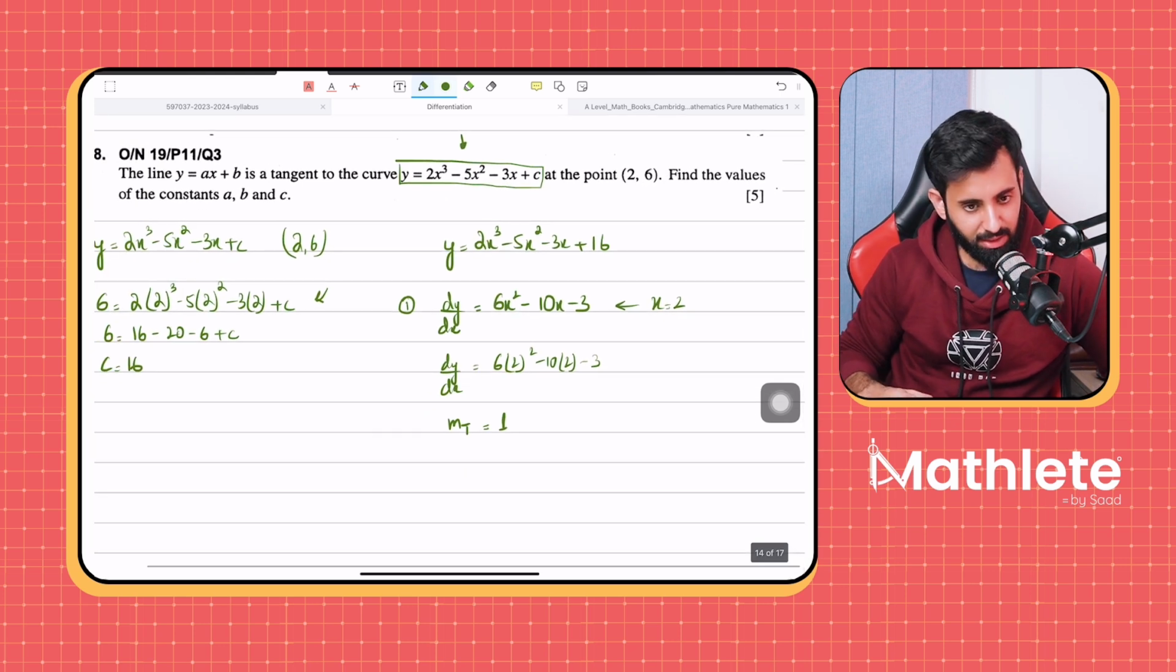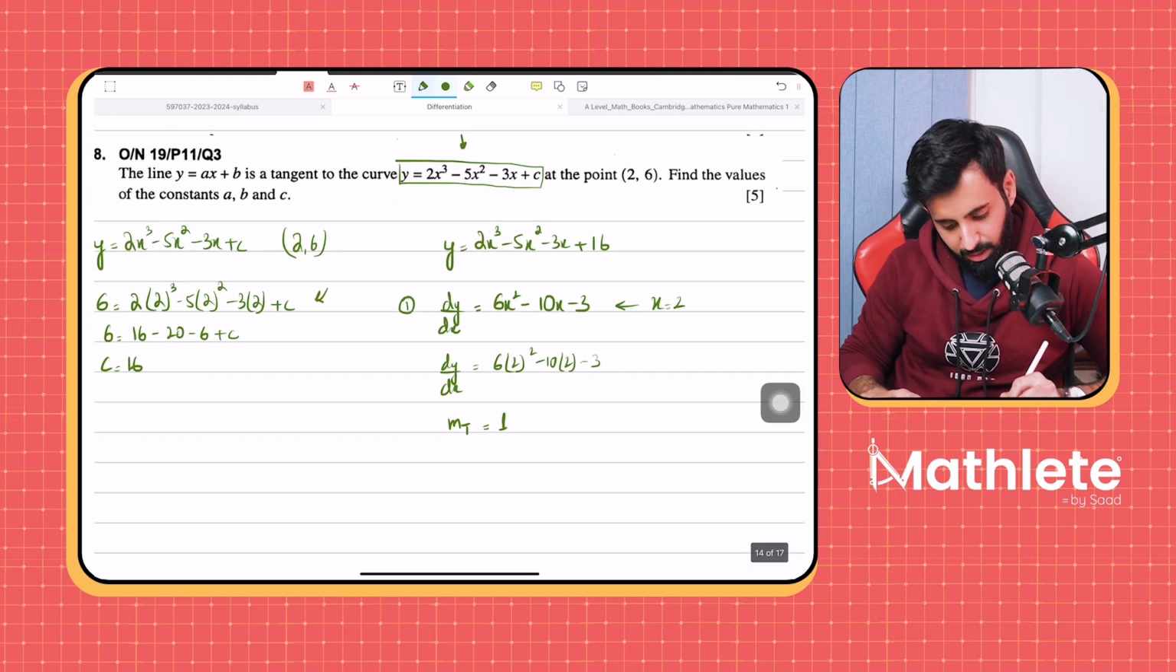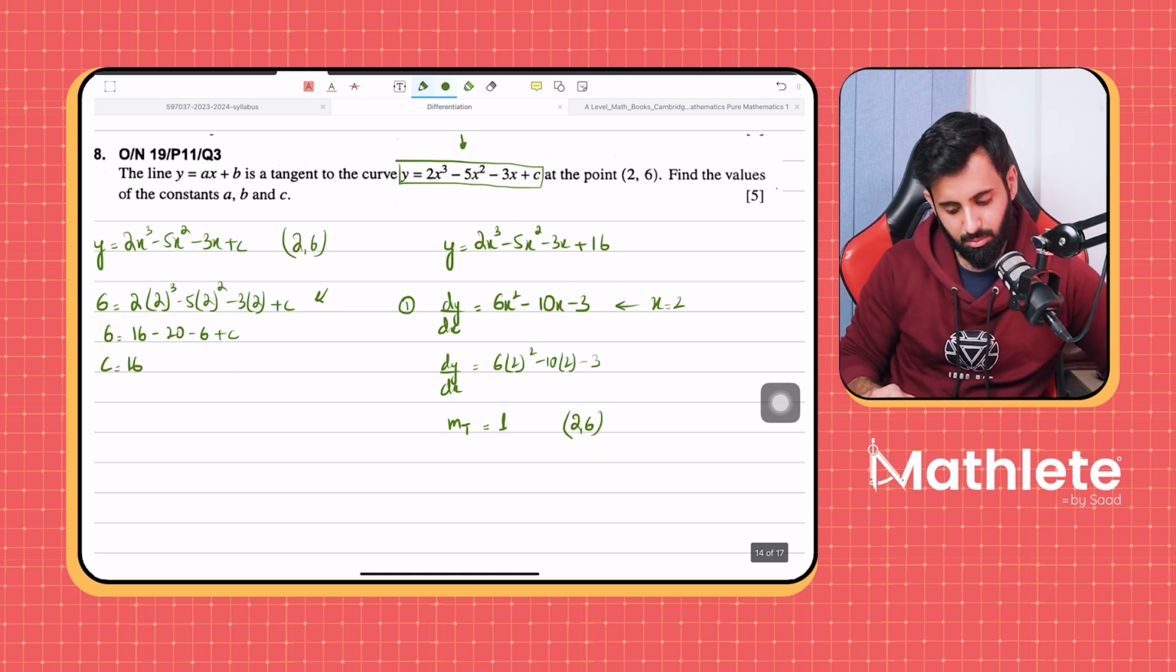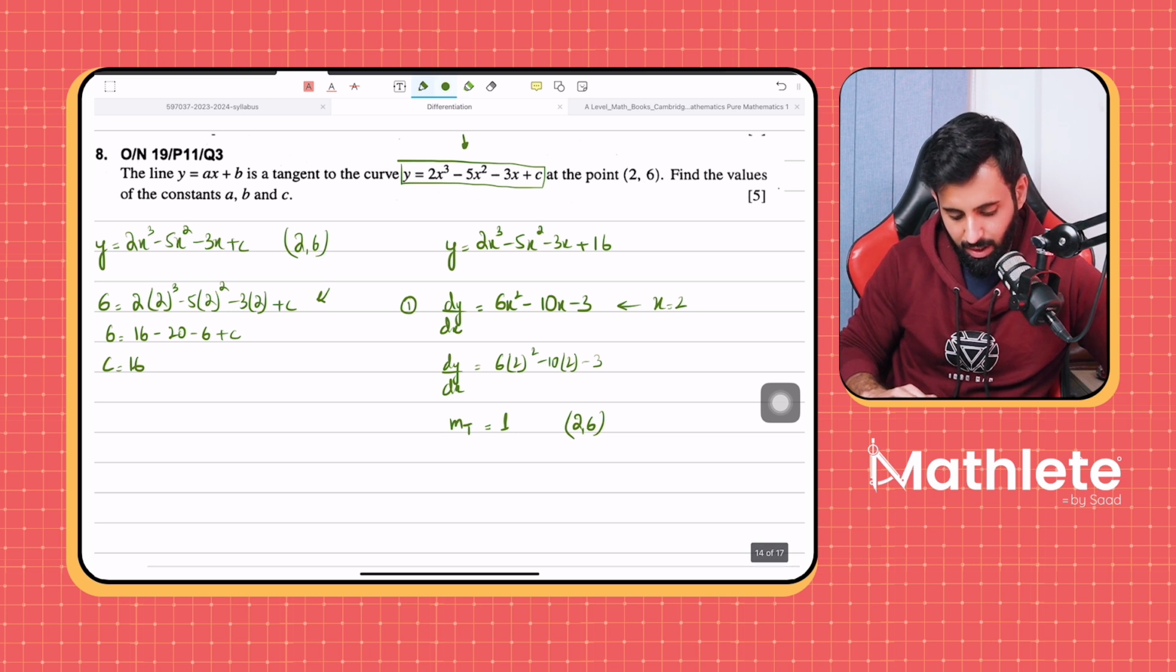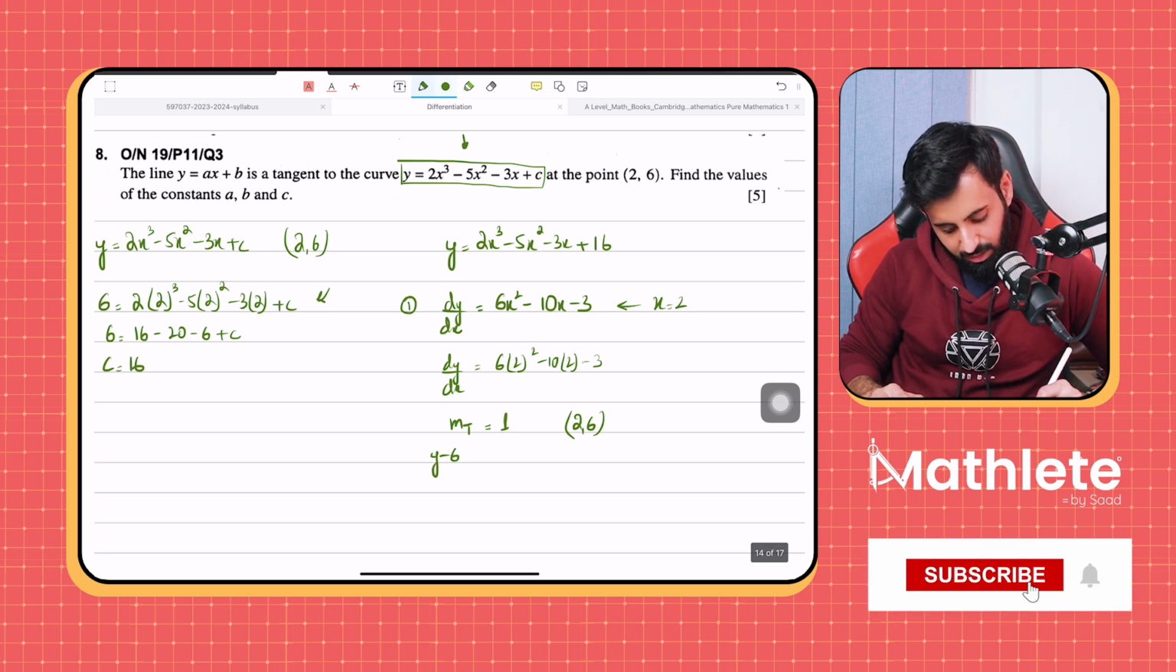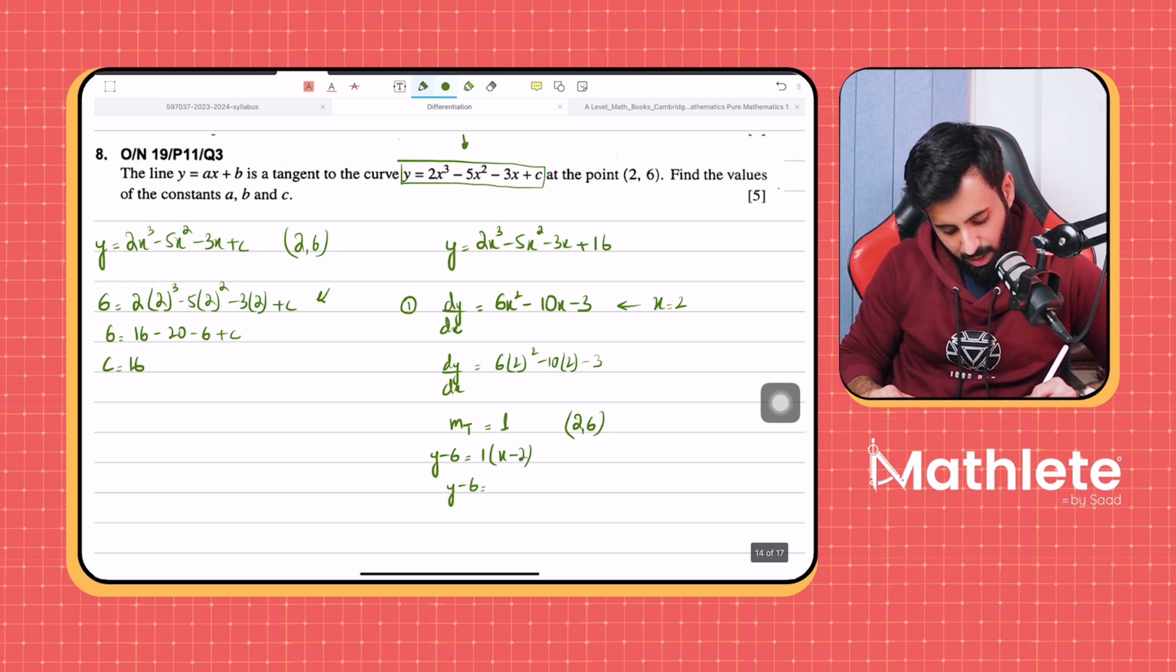So the gradient is as it is. Now we need a point through which the curve is passing. 2, 6 is what we are given. Okay, we don't need to plug in the x coordinate to find out the y coordinate. We already have that. So y minus 6 equals 1 into x minus 2. So y minus 6 equals x minus 2. Now let's rearrange it. So we have y equals x plus 4.